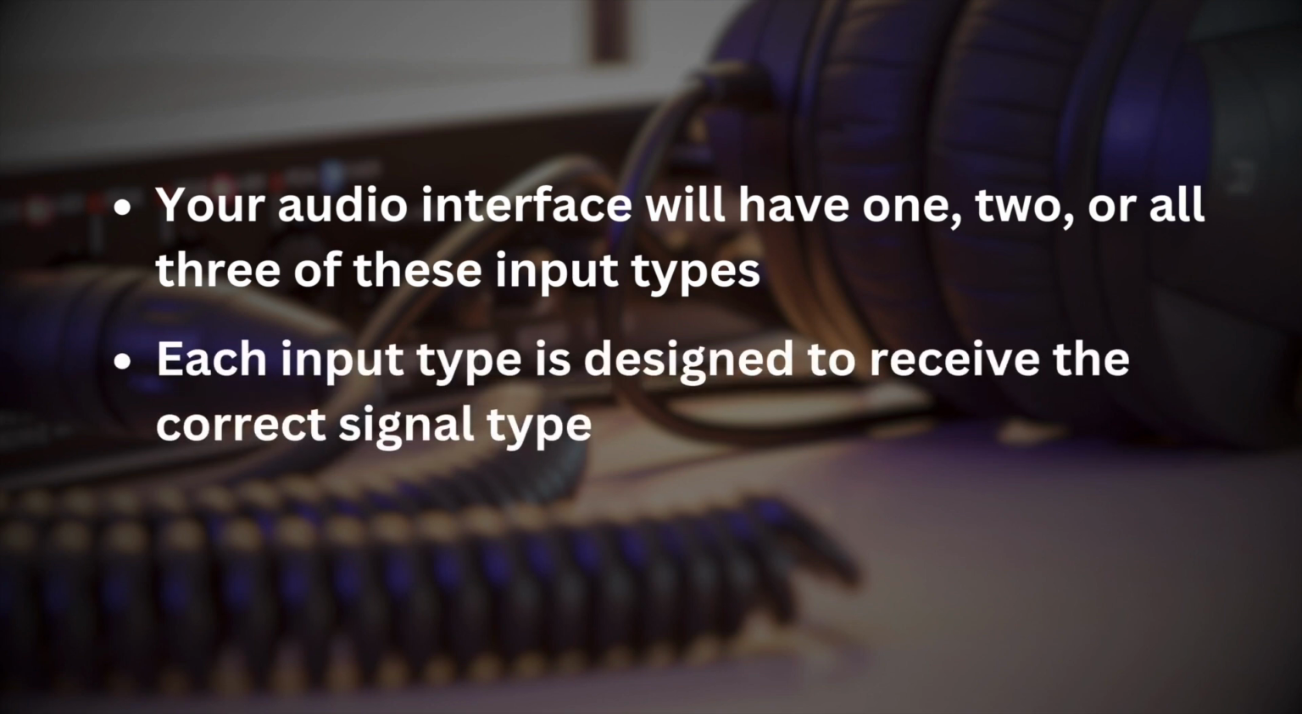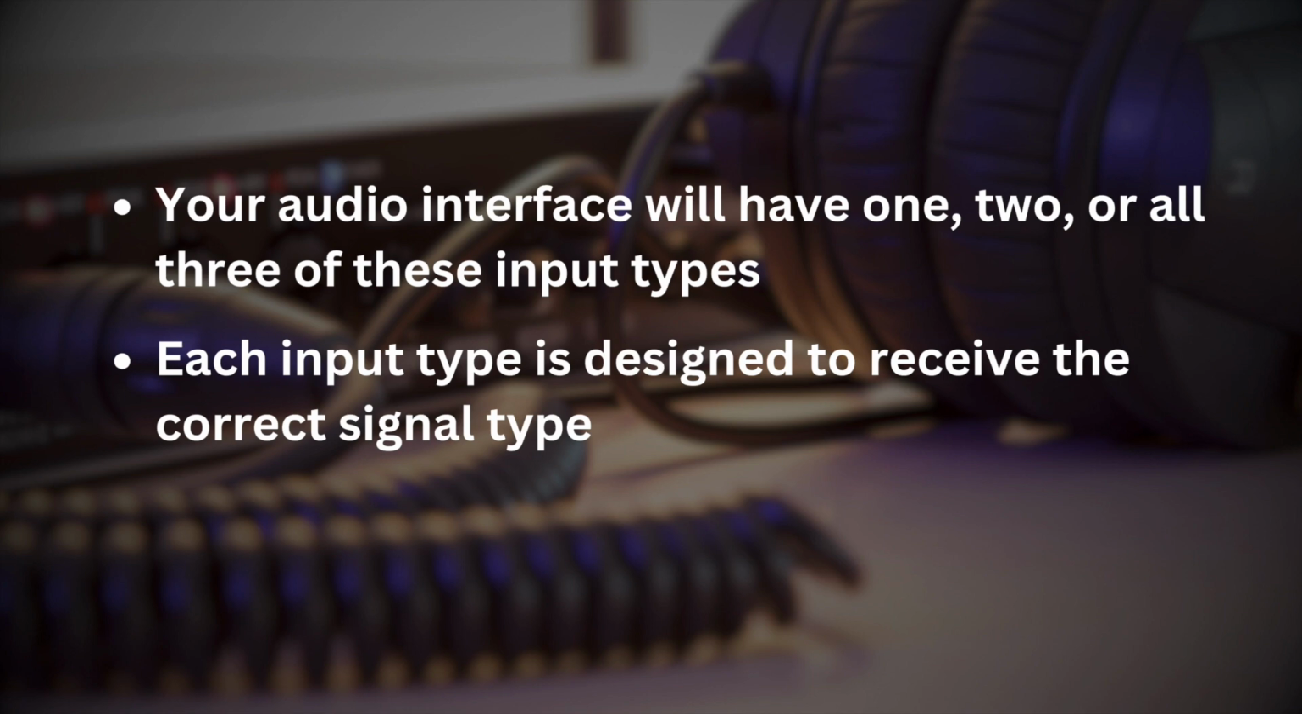So your audio interface is likely to have each of these different input types, and each input is going to expect to receive that kind of signal. So a mic input expects to receive a mic level signal, an instrument input expects to receive an instrument level signal, and a line input expects to receive a line level signal. Now, it's important not to make any assumptions just based on what the inputs on your interface look like. So an XLR input on an audio interface will generally be there to receive a mic level signal, but that's not a hard and fast rule. You can occasionally come across line level XLR inputs.